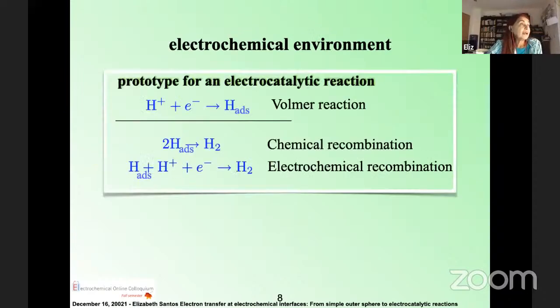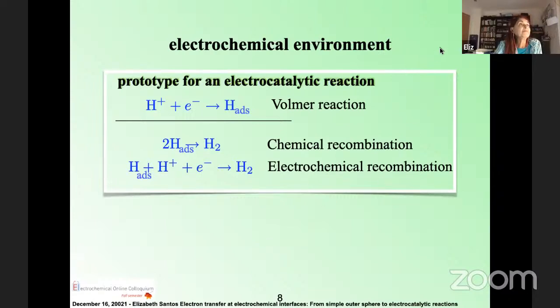Good. Another thing within the electrochemical environment: one reaction that is very frequently taken as a prototype for an electrocatalytic reaction is the hydrogen evolution reaction.